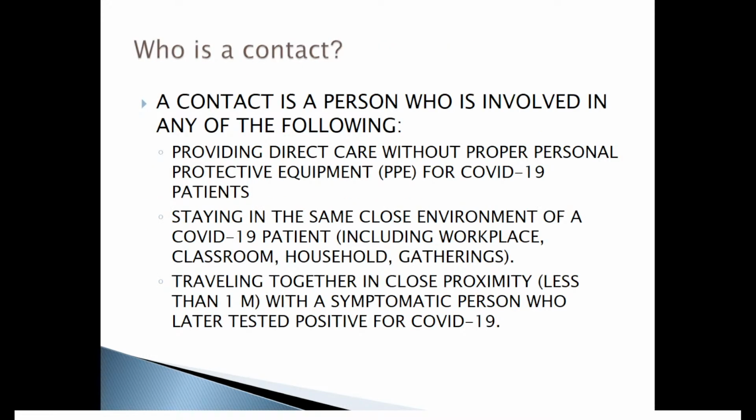Now, who is a contact? It is important. Do you have contact with a patient with COVID-19 or you don't? Because if you have contact with a person with COVID-19 infection, it means that you have high risk of accepting this infection. So who is a contact? A contact is a person who is involved in any of the following: providing direct care without proper personal protective equipment for a COVID-19 patient, staying in the same close environment of a COVID-19 patient, including workplace, classroom, household, gathering, traveling together or in close proximity, less than 1 meter, with a symptomatic person who later tested positive for COVID-19. All these persons are contacts.